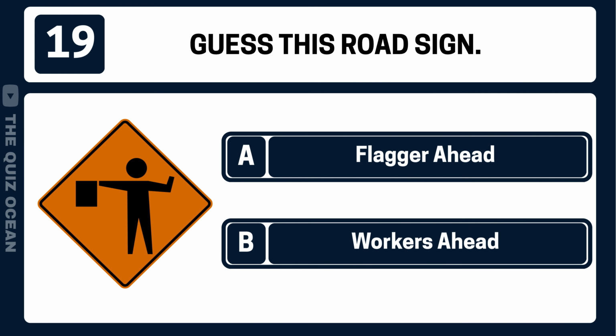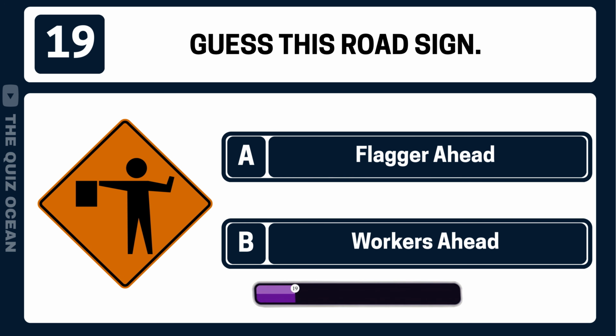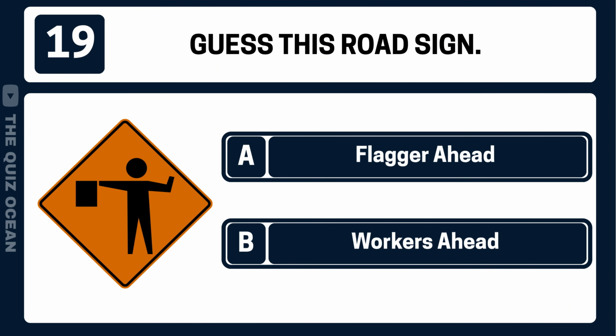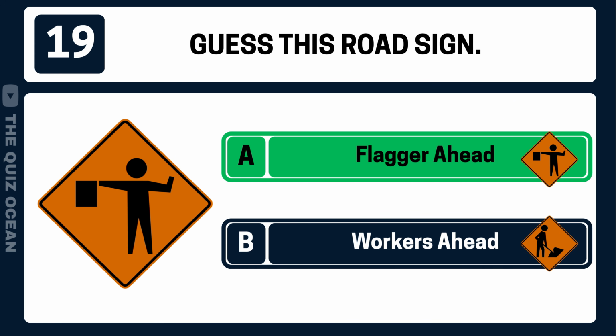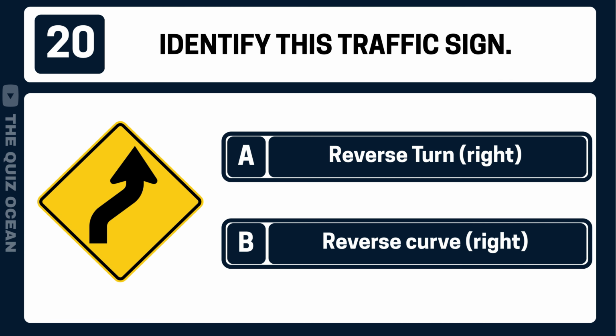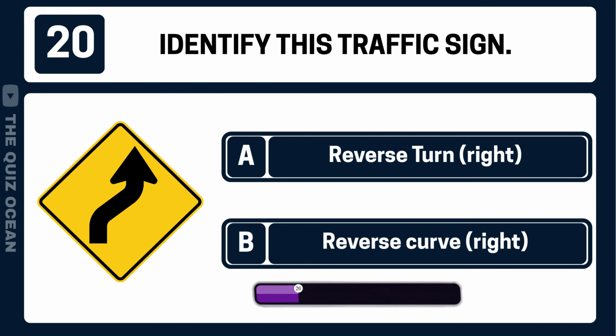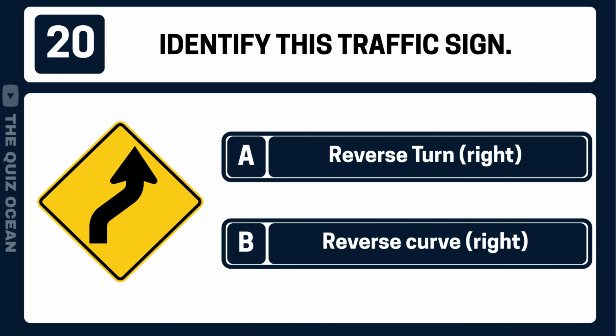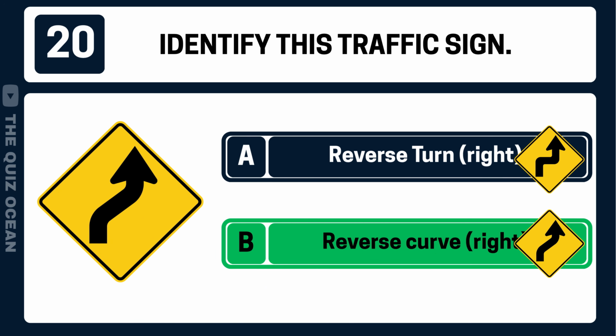Guess this road sign. A. Flagger ahead. B. Workers ahead. Correct. It is the flagger ahead sign. Identify this traffic sign. A. Reverse turn, right. B. Reverse curve, right. Well spotted. It is the reverse curve, right sign.